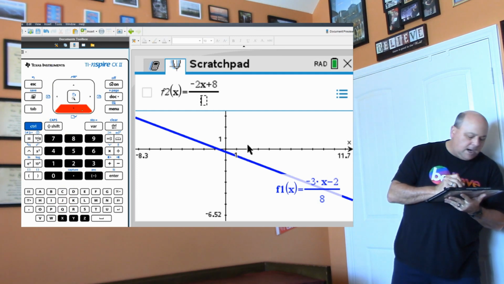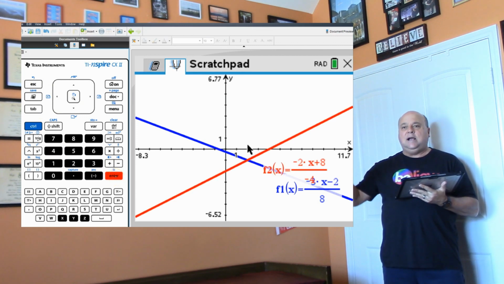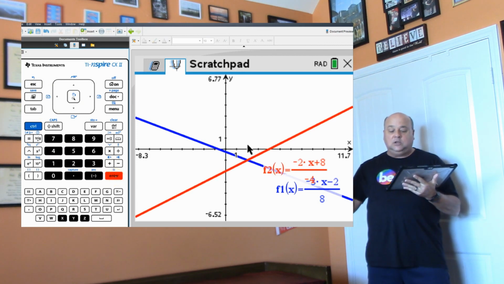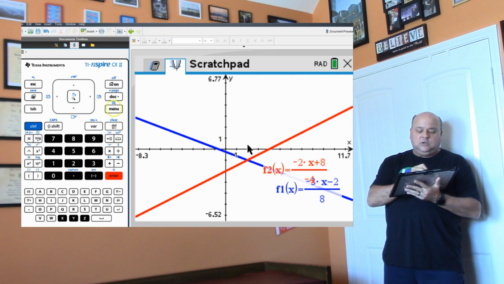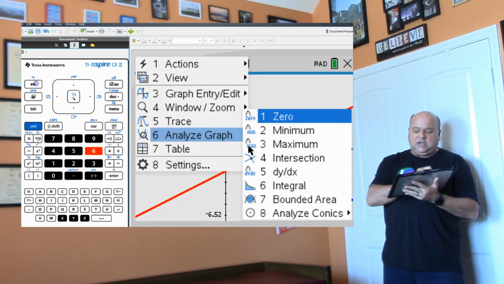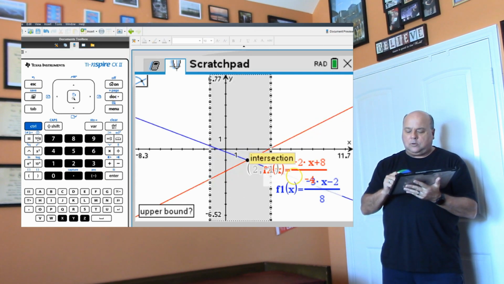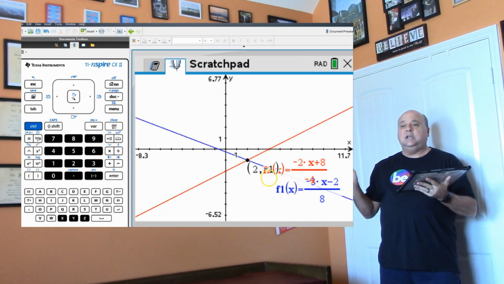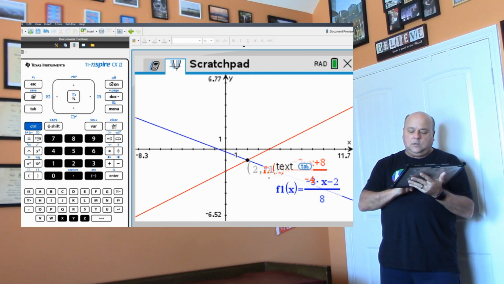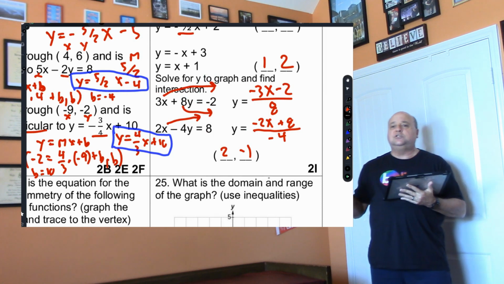And then on the bottom, I'm going to have negative 4. Hit enter. There's my two lines. We need the intersection point. Looks like it's going to be 2, negative 1. So menu, analyze graph, intersection. I'm going to go over here, hit tab, go across. My intersection is 2, negative 1. Okay? So I'm going to go to the paper. 2, negative 1 is the intersection.